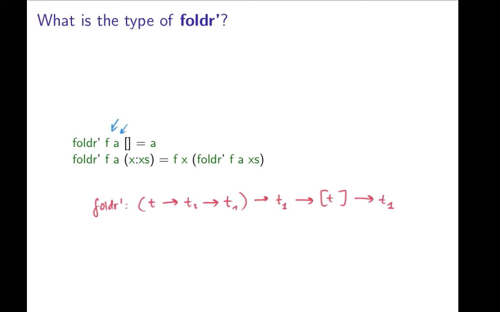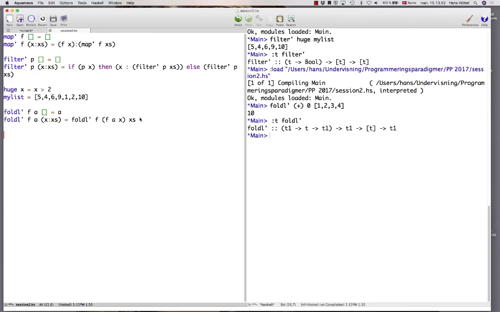So that's the type of foldr prime. Let's see what Haskell would like to say about that. There is another folding functional, which is foldRight, and foldRight is also in the prelude, so here we'll define a foldRight prime, which does what the foldRight in the prelude does.